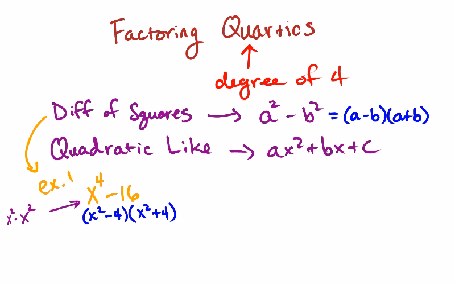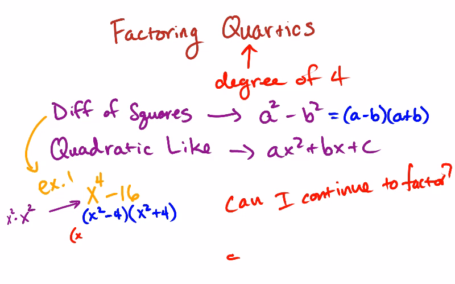So you always have to ask yourself, can I continue to factor? And in this case you can, because you have another difference of squares problem with the x squared minus 4. You cannot factor x squared plus 4. So x squared minus 4 factors to x plus 2 and x minus 2, and the x squared plus 4 stays the same. Alright, let's try another one, maybe a fun one.